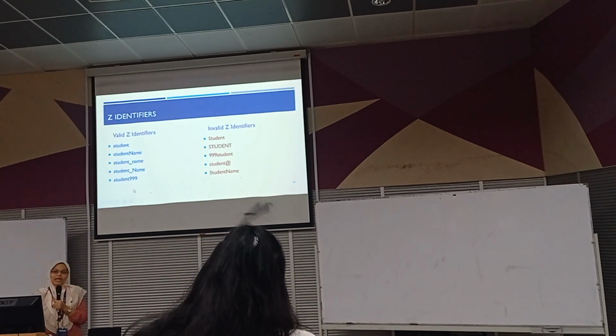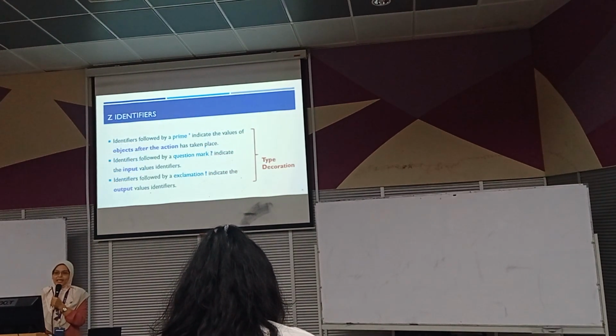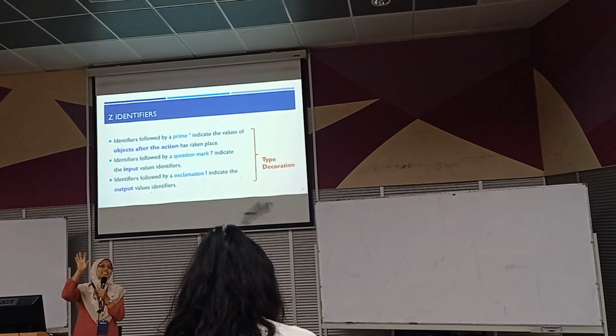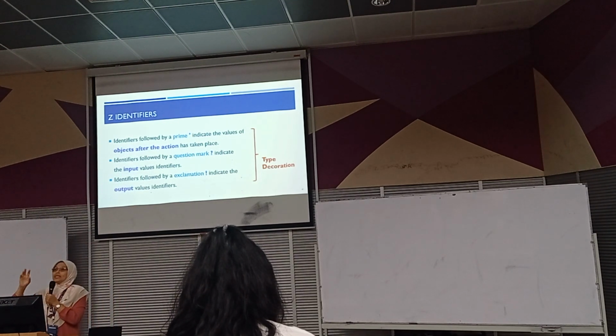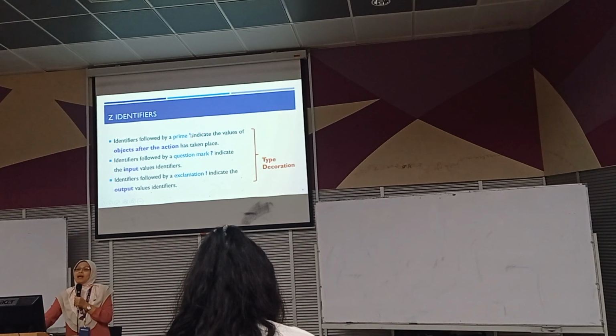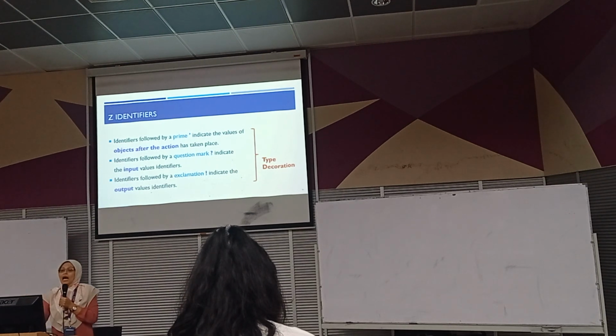You can put the number at the back also. So this is identifier. These are the three special symbols that you can use with your variable. I have prime, apostrophe, which I call the prime symbol, I have question mark, and I have exclamation mark.